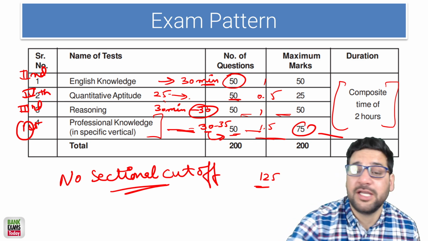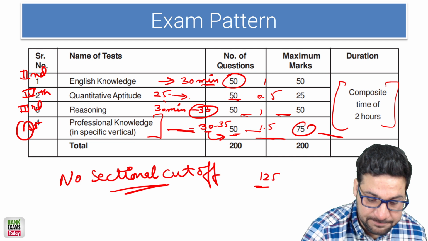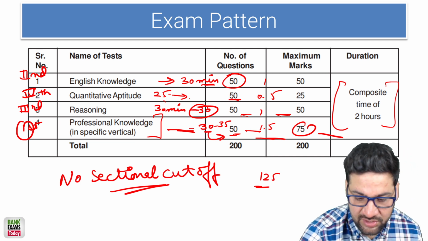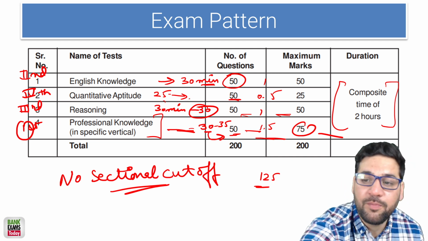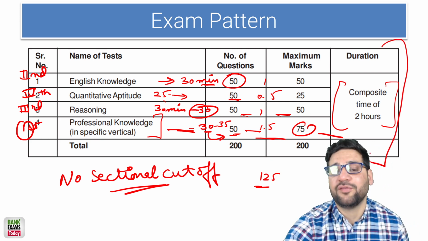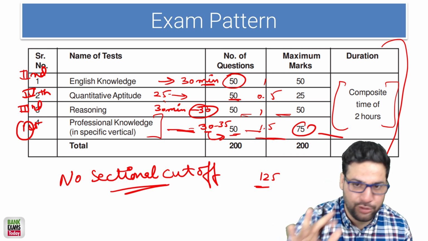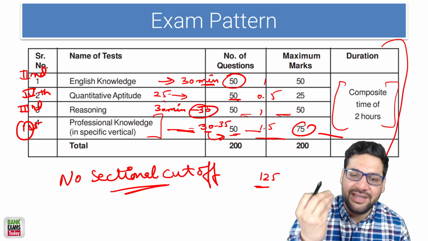There is no sectional timing, okay? But there is negative marking of 1/4. I hope it's very clear to you that there is no sectional timing. About the ideal cutoff, I have no idea. Please do not ask what the cutoff is. But I can tell you what an ideal attempt is.